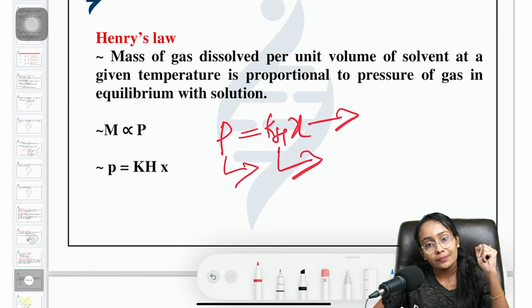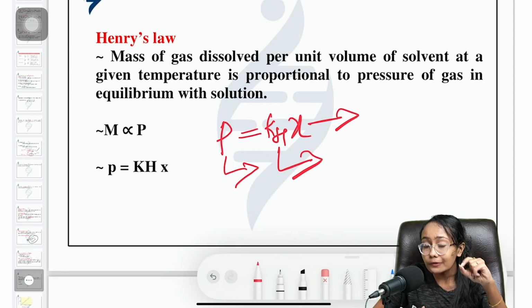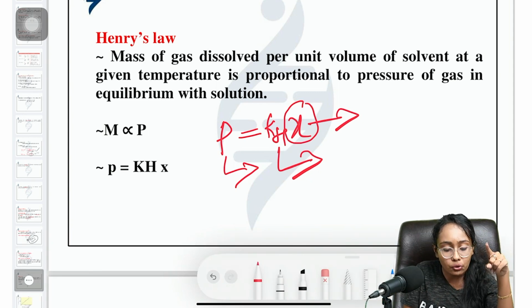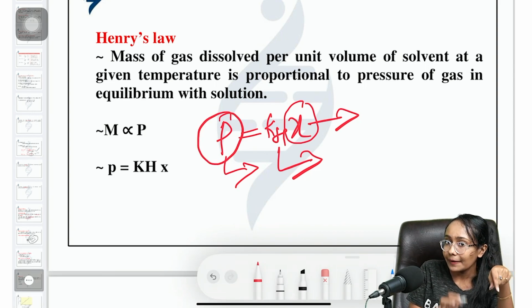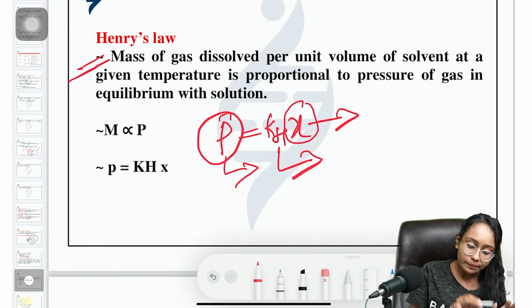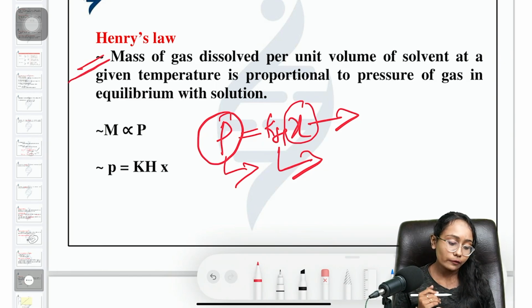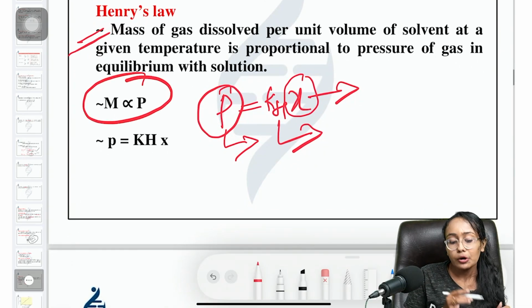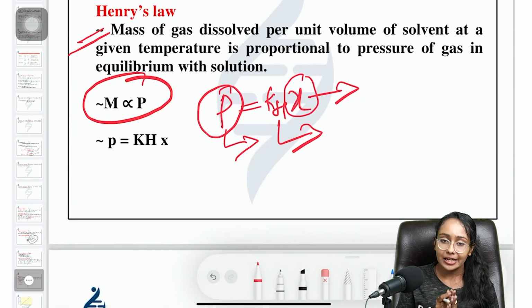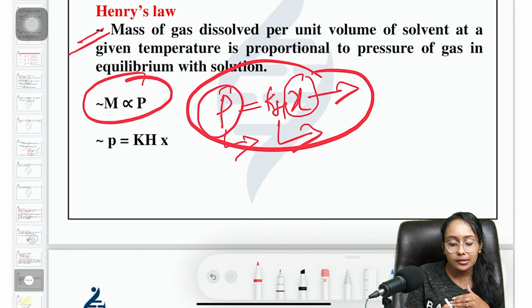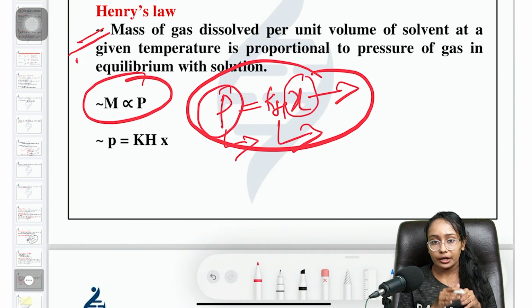Now state the law. The amount of a gas dissolved in a liquid at a given temperature, that is the mole fraction itself, is directly proportional to the partial pressure of that gas in that liquid. Or else you can give this definition: mass of a gas dissolved per unit volume of a solvent at a given temperature is directly proportional to the mole fraction, or the pressure of the gas in equilibrium with the solution. Mass means directly proportional to the amount of gas, or to the mole fraction. So either you can denote it like this, or as it is given in the PDF or on the screen.